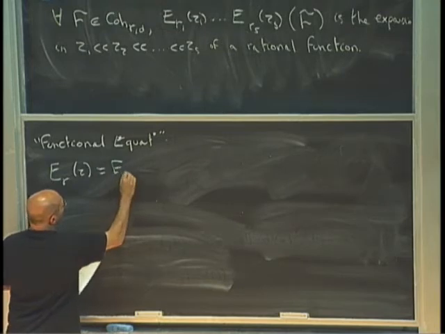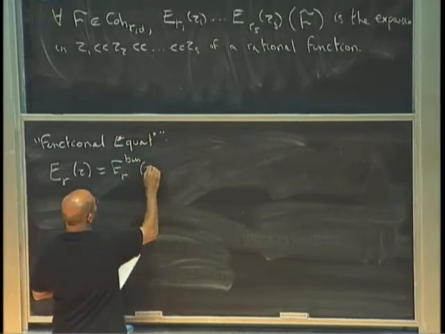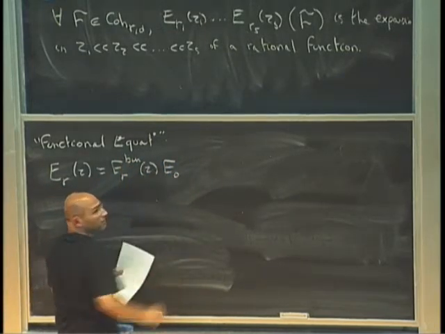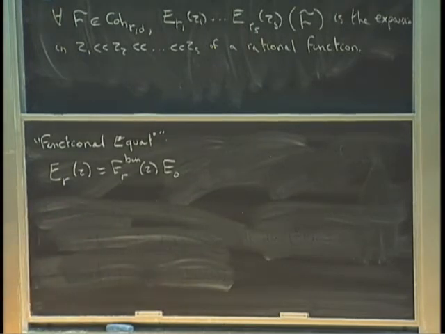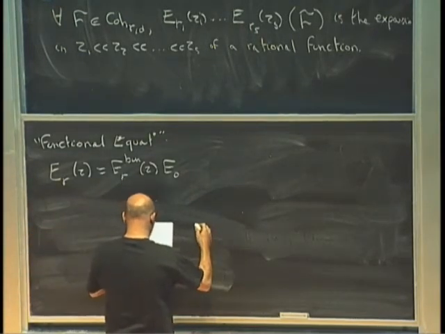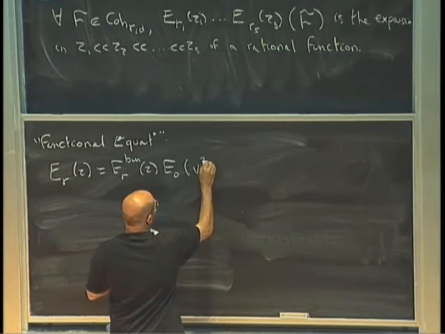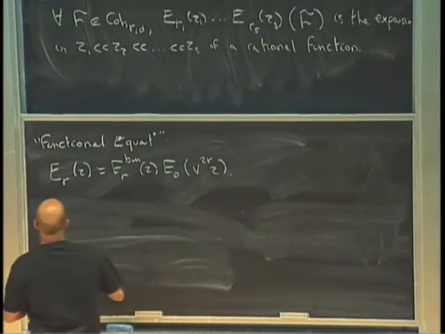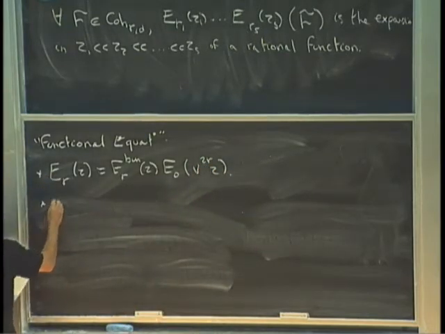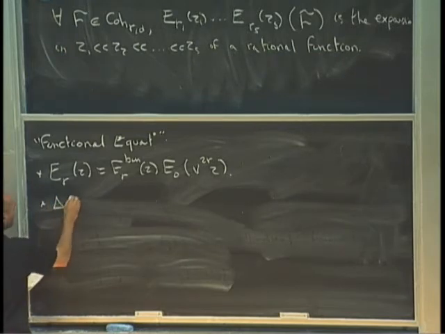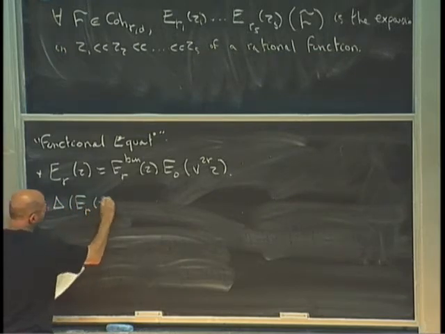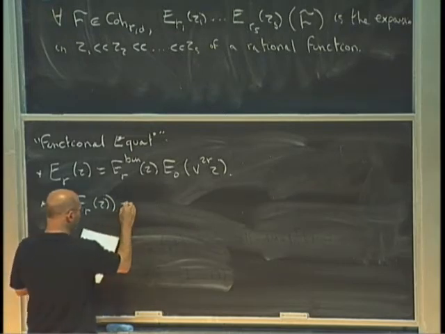you can split it as the bundle part and the Eisenstein series for 0. This is silly. This one is also silly, but it looks a little bit more intimidating.